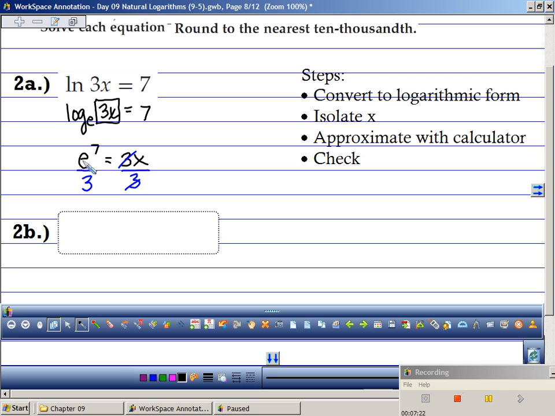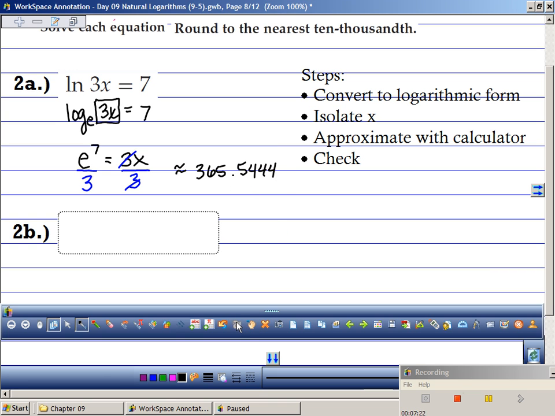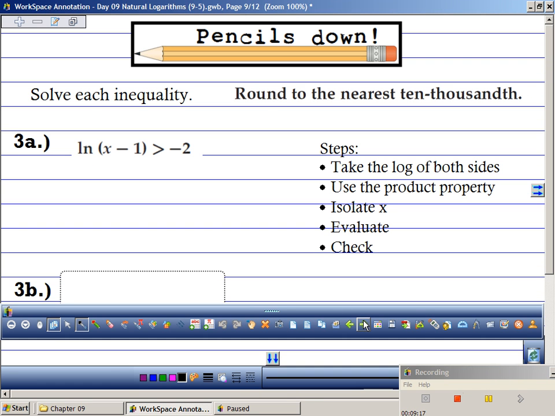Okay. So put that in a calculator. E to the 7th and divide by 3. What do you get? 365.544. Good. Write it down. All right, let's try one more, and then we'll go back.